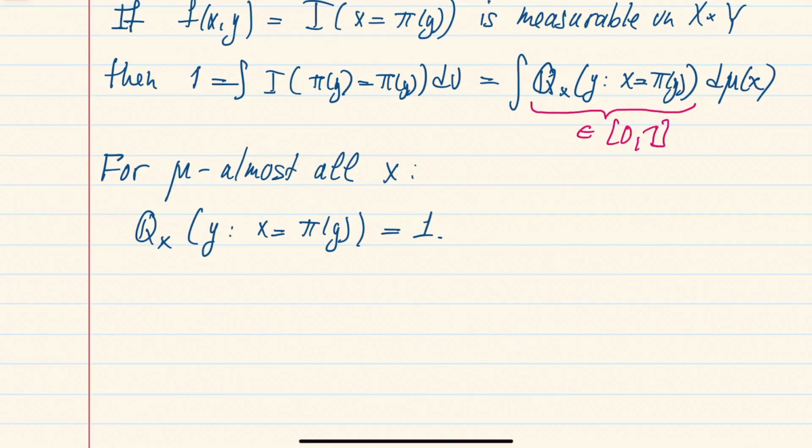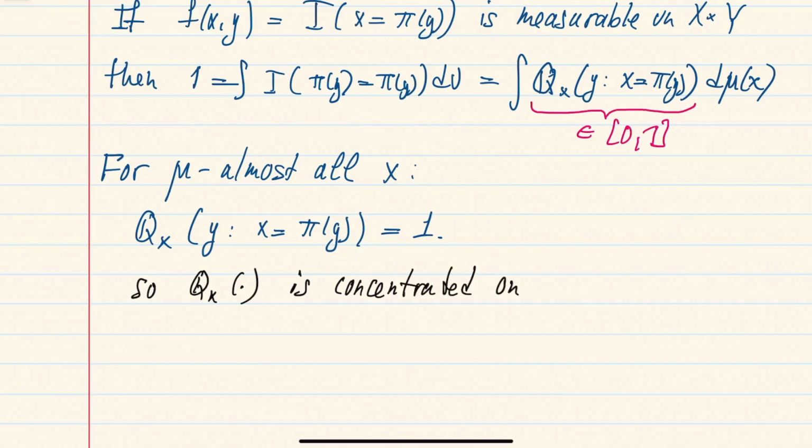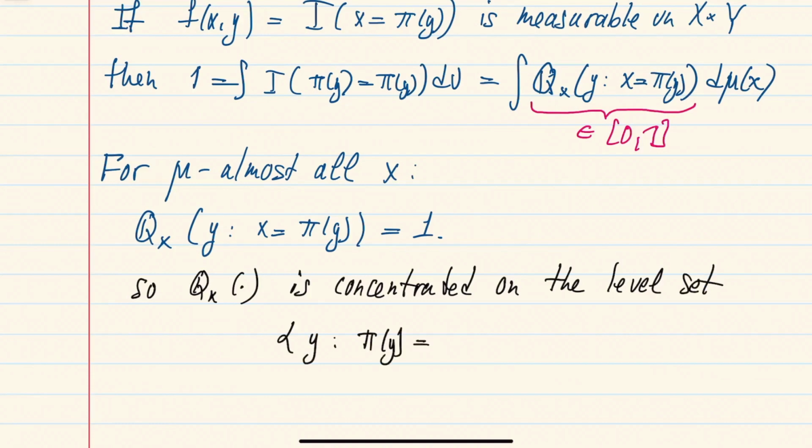So in other words, this transition kernel is concentrated on the level set of our function pi. Right? So Qx as a measure is concentrated on this level set where the function pi of y is equal to x.